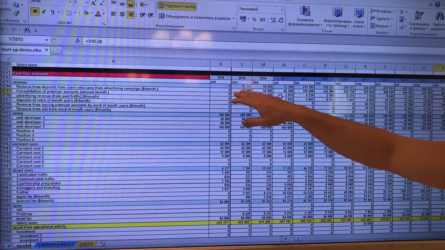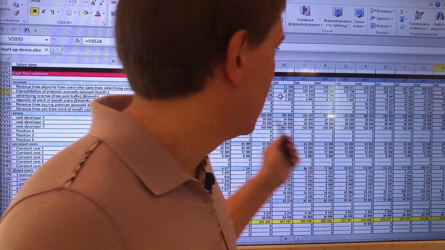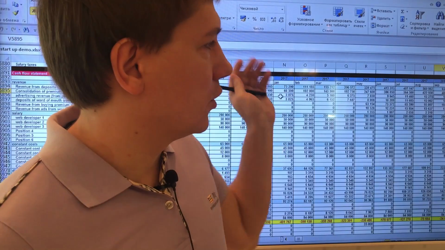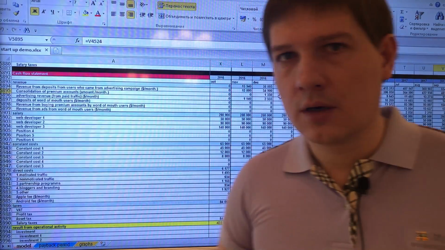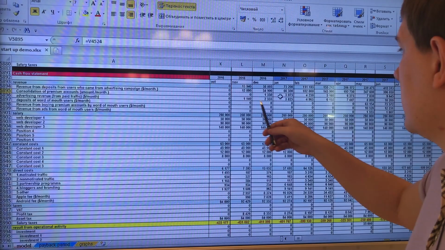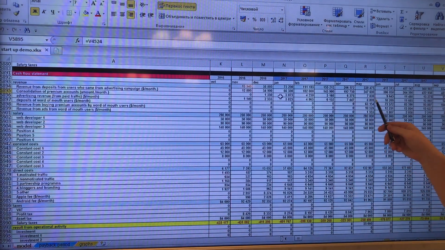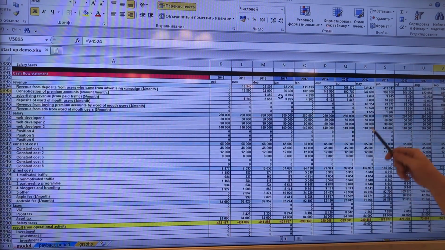Some types of income we have earlier, some types of income we go to the right, to the future, because it is word-of-mouth users, and we have 1, 2, 3, 4, 5, 6, and this we have 7 months when our word-of-mouth users appear and they start generating income and expenses also.